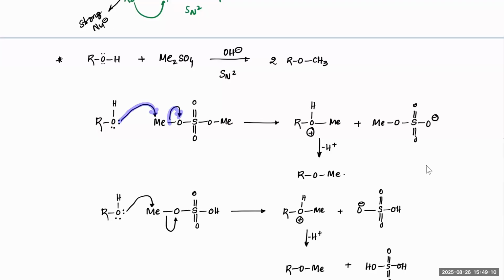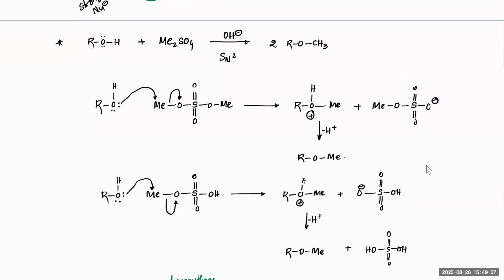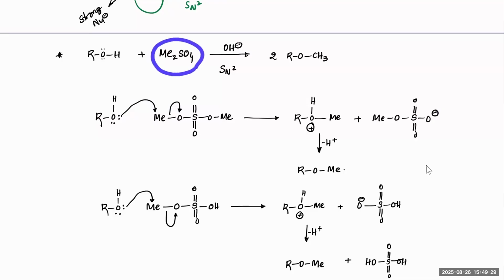Oxygen can attack here and you will get this form. Thereafter, if you use a base, it can take away this H plus, or O minus from this sulfate can take H plus, and the remainder will be ethers. And 1 mole of this sulfate ester can react with 2 moles of this alcohol. So you can get 2 moles of this ether plus SO4 2 minus. Done.